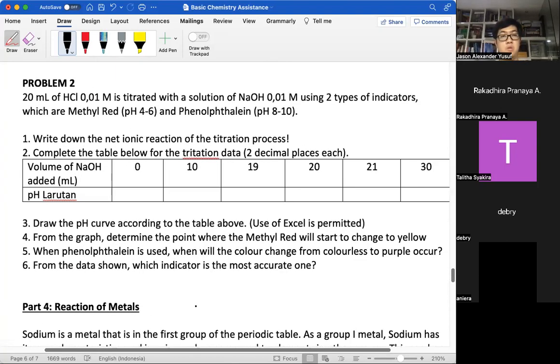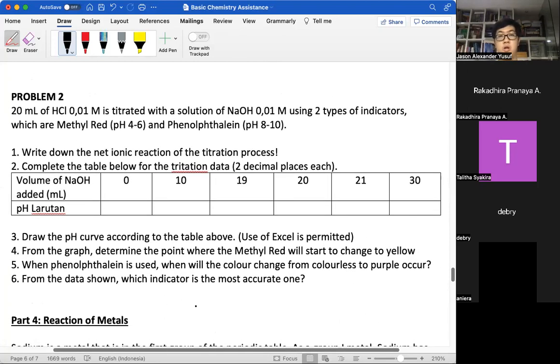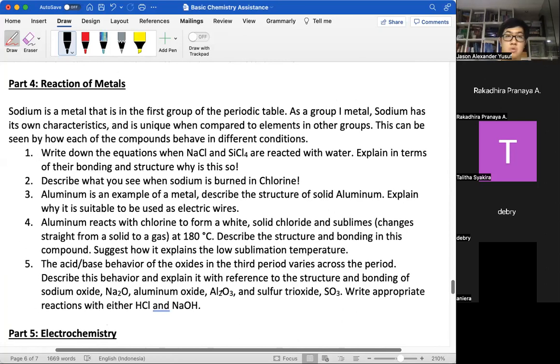Okay, moving on. This one is about titration graphs. But unfortunately, I don't think we'll be able to do this problem as well. I'll skip this for a while and move on to the next one, which is about the reaction of metals. And for this one, I'll just keep it simple and give you the answers directly. So first of all, sodium is a metal in the first group of the periodic table as a group 1 metal. Sodium has its own characteristics and is unique when compared to elements in other groups. This can be seen by how each of the compounds behave in different conditions.